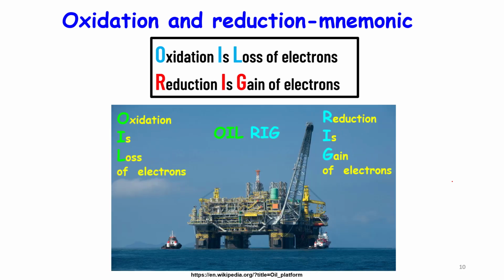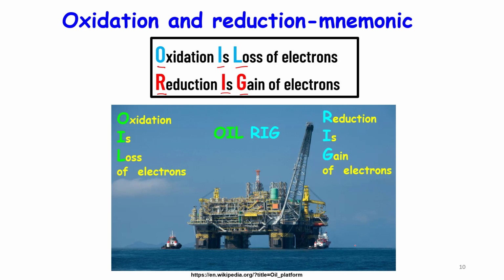There's another mnemonic that you can use, which is called OIL RIG, because we can say oxidation is loss. If you take only the first letters here, O, I, L, oxidation is loss and reduction is gain, we can easily remember this using this mnemonic OIL RIG. And here I've shown you the picture of an oil rig, what it looks like. So that should help you remember the definitions of oxidation reduction reactions.